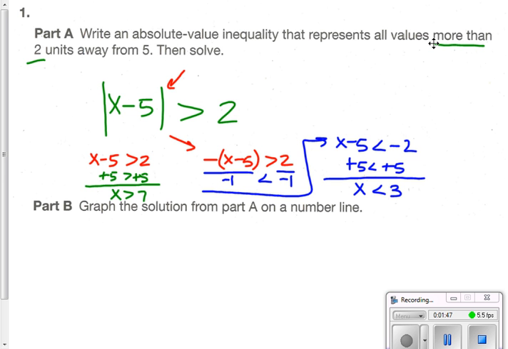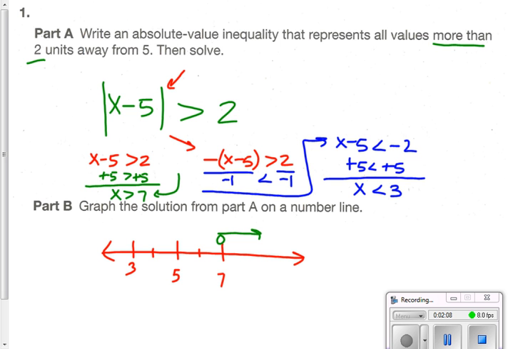Down in B it says graph the solution from part A on a number line. Here's my number line. It's going to cover values for 7 and 3. We check that first inequality where it says x is greater than 7. We'd have an open circle on 7. The values that would work for x are the values to the right of 7. Those are the values greater.